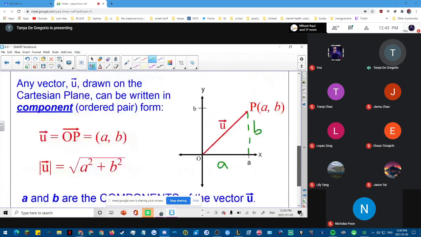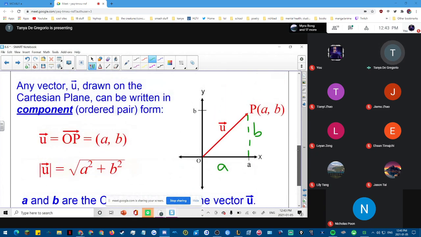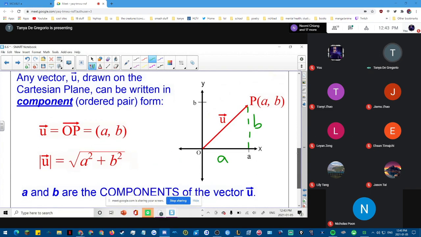So what you guys should be realizing is that a and b essentially are the slope, right? And so that's why they're the components of that vector. It's telling us the slope of the line of the vector, okay?